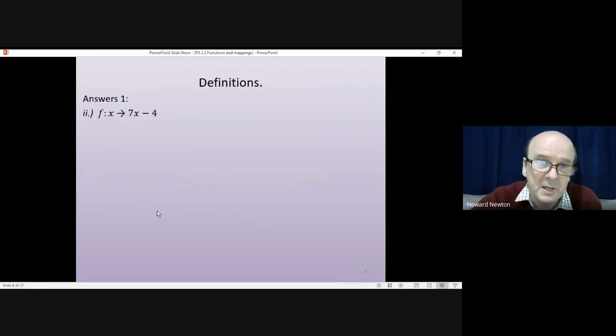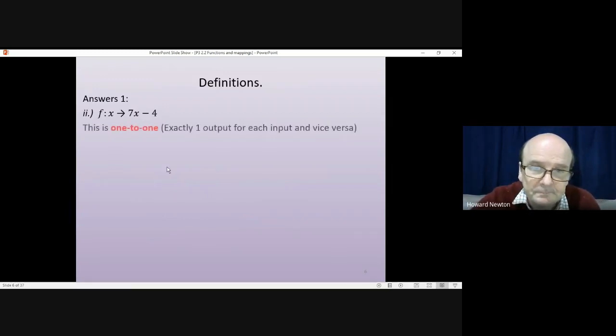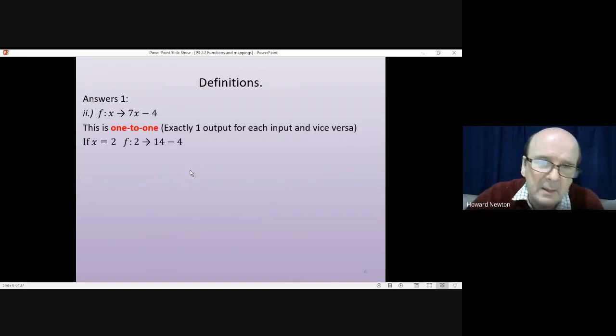The second question, f maps x to 7x minus 4. This is a standard function. This is a one-to-one function. There is exactly one output for each input and vice versa. Now, it's worth just explaining what that means. It means, for instance, if we put in x equals 2, there is only one possible output. And in this case, it would be 7 twos are 14, take away 4. The output would be 10.